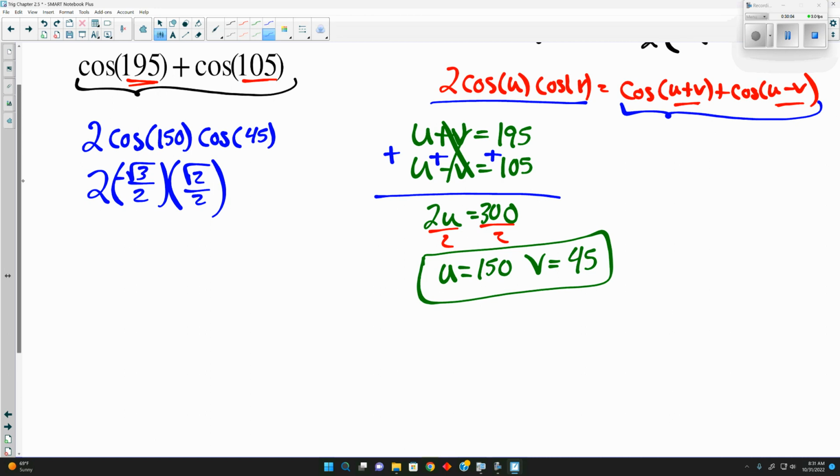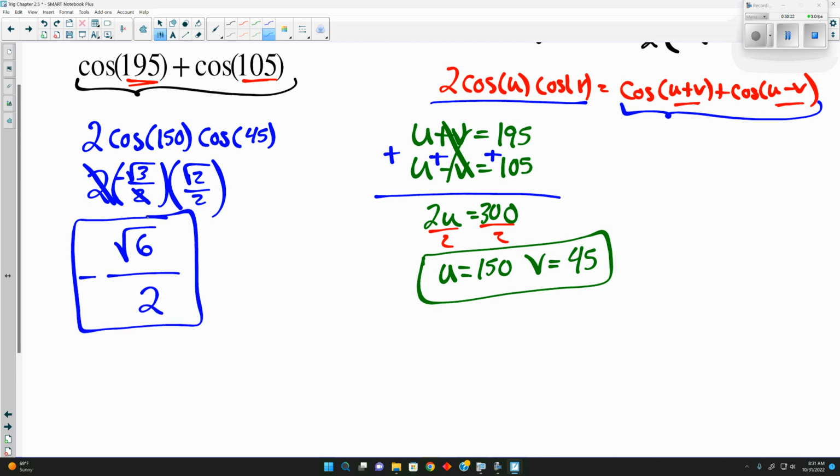Now in the numerator, it's going to be negative because square root of 3 times square root of 2 is the square root of 6, yes? Well, I can say one of those 2s cancels out with one of those, yes? Which leaves us with negative square root of 6 over 2.